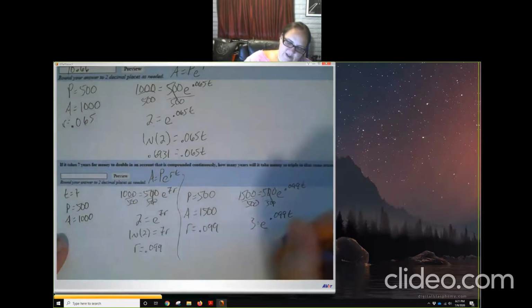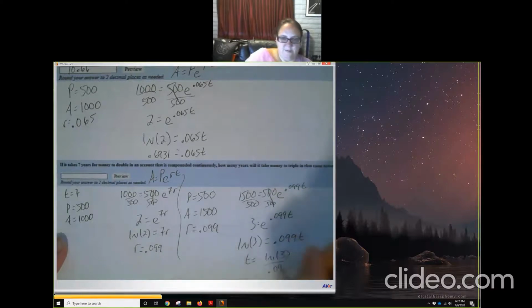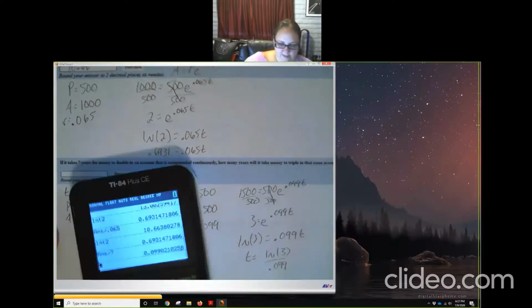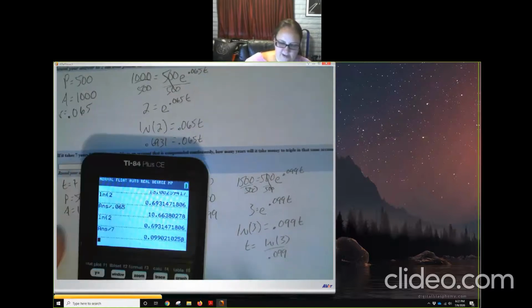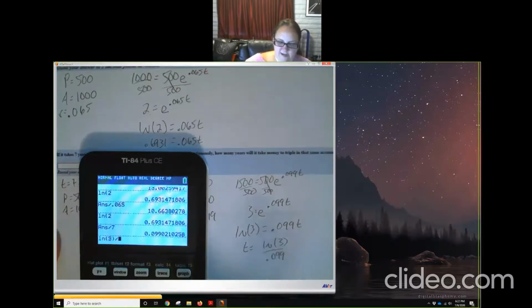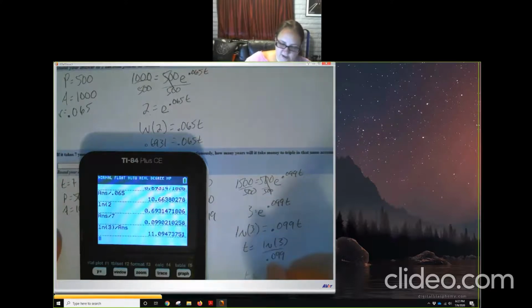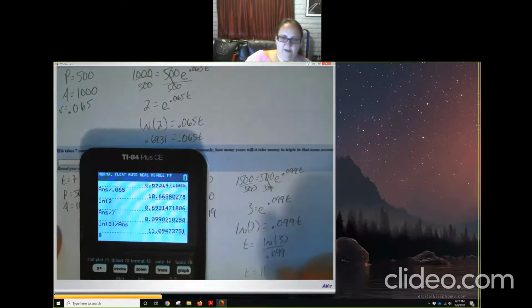So then when we turn this into a log, it would be the ln of 3 equals 0.099t. So then t is the ln of 3 divided by 0.099, which I'm going to do in my calculator. The ln of 3 divided by that last thing that I had. So that means it'll take 11.09 years.